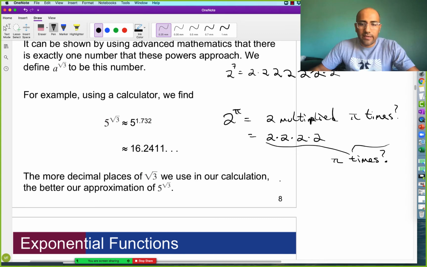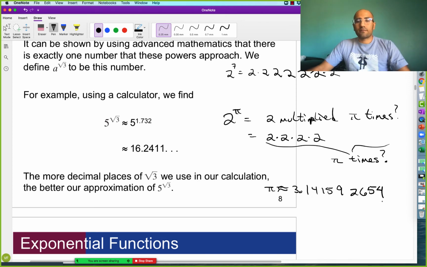Okay, so pi is approximately 3.141592654. That's about as much as I know.